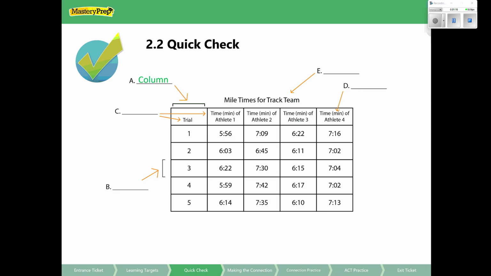Now, the first thing we have is A. Well, we have columns, because columns are going up and down. Just like in our matrices, we have columns, but we also have what? Rows. Because any chart or any matrix is going to be made of columns and rows.